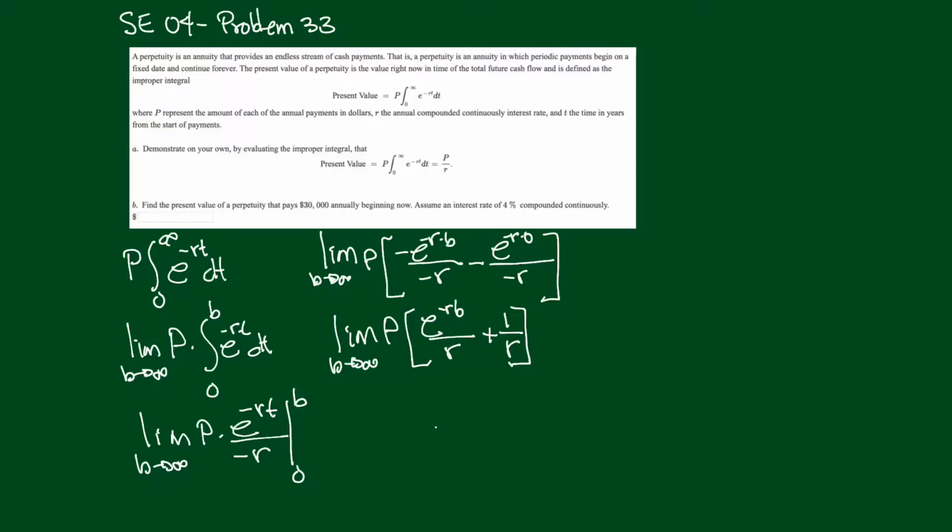Now, this term here is an exponential decay function. Right, e to the negative rb, that's an exponential decay. As b gets bigger and bigger, right, b is going to infinity, that whole thing decreases to 0. So this whole term is tending towards 0. This term over here has no b's in it. So when we take the limit, we get P times 1 over r. That's just P over r. And that's what we're asked to prove.